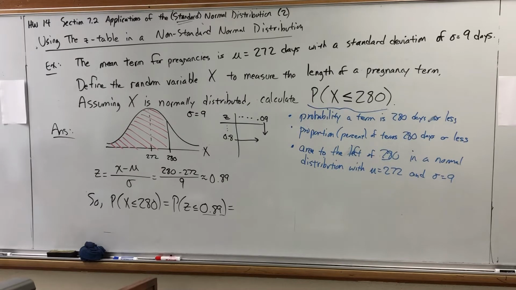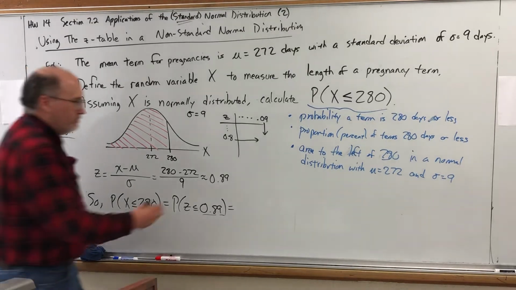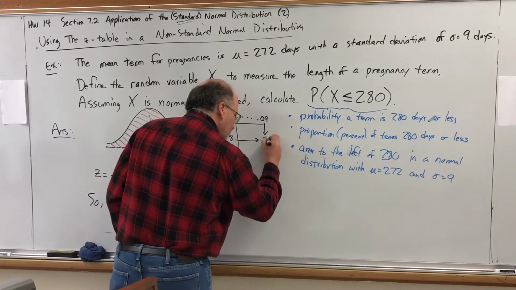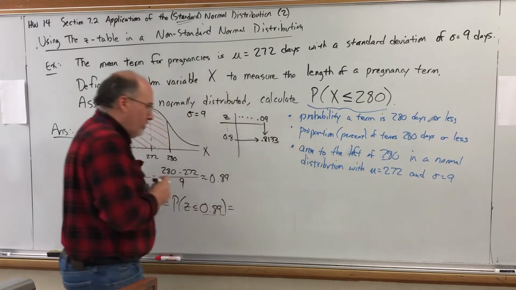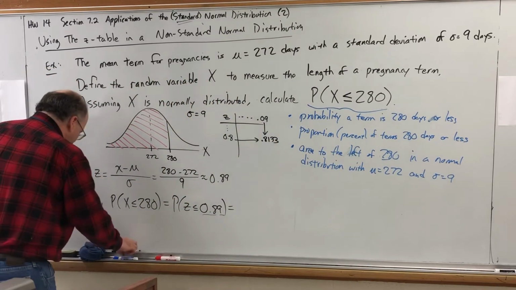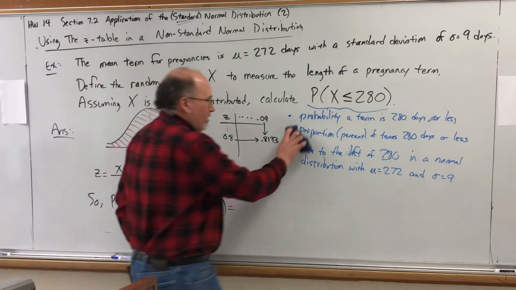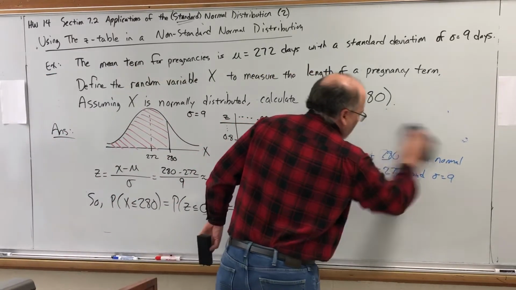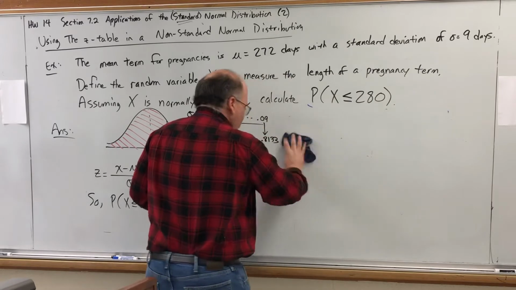I've got a z-table handy here, so give me 1 second. Remember, the z-table is in Canvas. The value that I found is 0.8133, which is the area to the left of 0.89. Now, unfortunately, I don't have a picture of the z problem drawn here, so I'm going to erase these words and quickly show you what it is we just found.